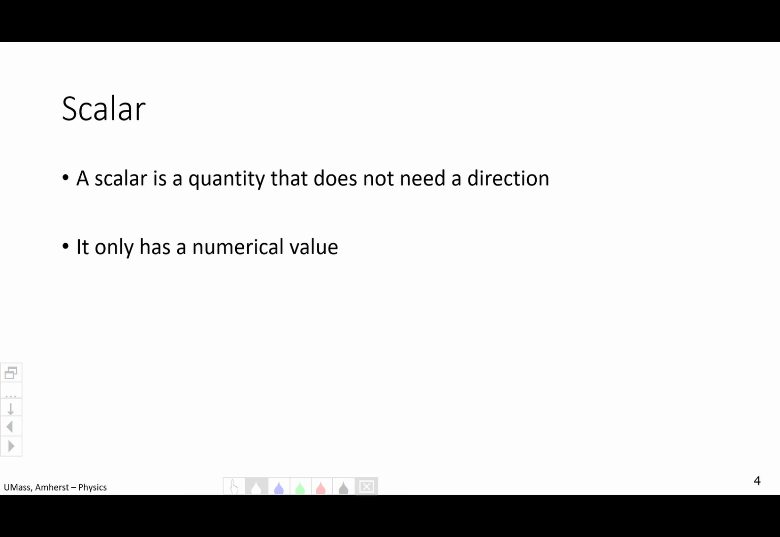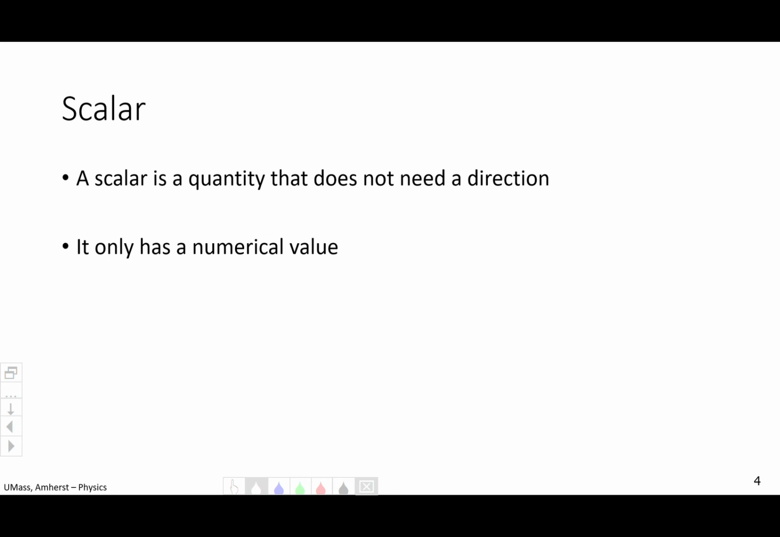A scalar would be something like temperature, where you ask, what's the temperature of this particular substance? And you would say, oh, it's 180 degrees, where degrees does not have a direction associated with it. It is simply a numerical value, and that's all the information that you need in order to have a complete picture of that quantity.